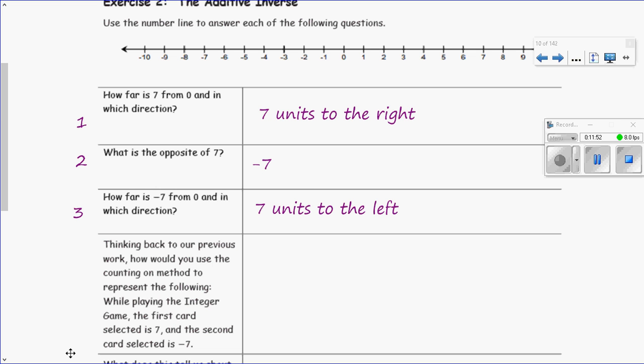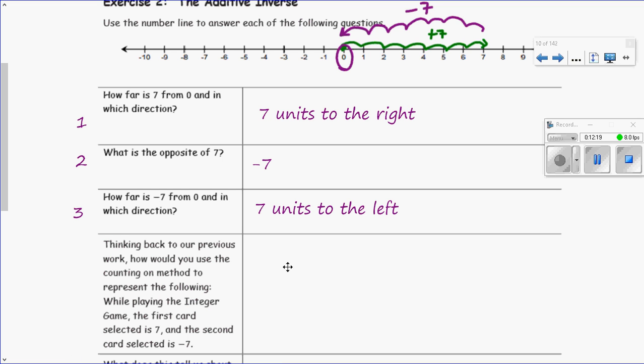Just go on back up to where we were, and we start at 0, and it first says +7. So 1, 2, 3, 4, 5, 6, 7. That's +7. And then it says you'd select a -7. So we go left 7 from there. 1, 2, 3, 4, 5, 6, 7. And where did we end up? Right back at 0. Very good.